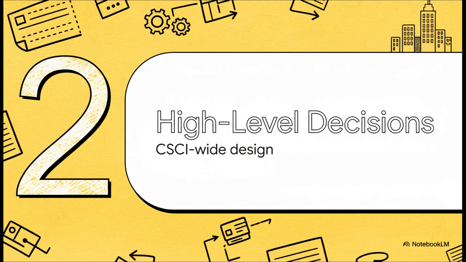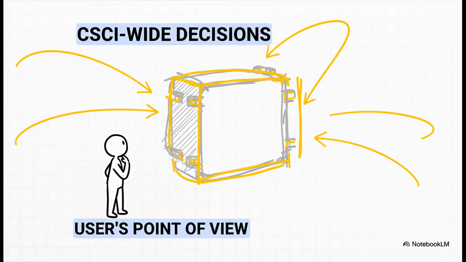Okay, so where do you even begin with a document this massive? Well, think back to our skyscraper. Before the architect starts drawing out every single office, they have to make some big foundational decisions that affect the whole building. The SDD starts in exactly the same place. This first part is all about what they call CSCI-wide design decisions. And the key phrase to hang on to here is from a user's point of view.